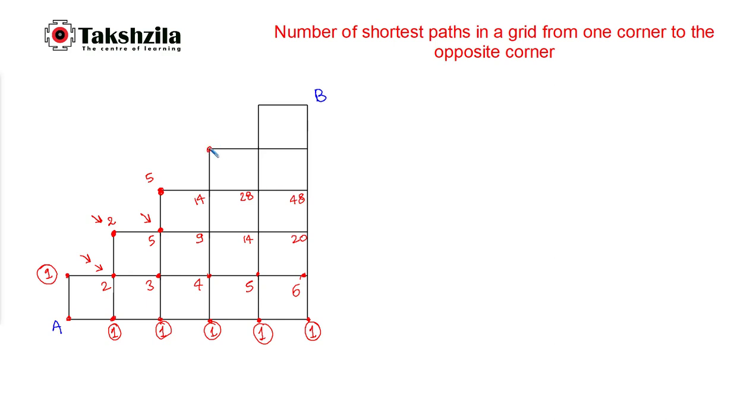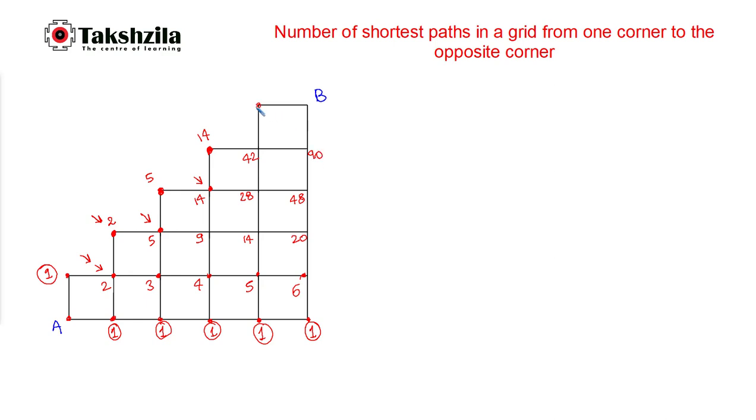Now to reach this point, the only possible way is via this point. There are 14 ways to reach over here. So there are 14 ways to reach here as well. 14 plus 28 is 42. 42 plus 48 is 90.